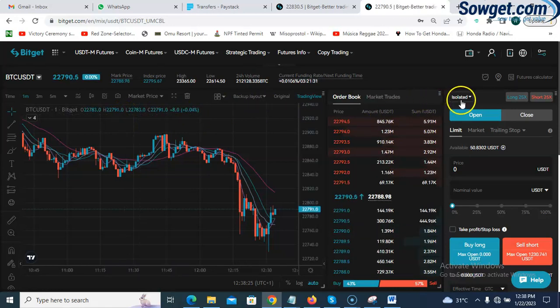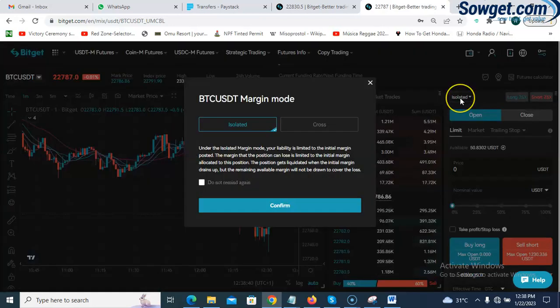So we have what we call margin. If you look at this section here, you can see it's saying isolated. If I click on this arrow button here, you can see we have what we call isolated margin and cross margin. I'll be explaining what these two margins are and how you can use them.